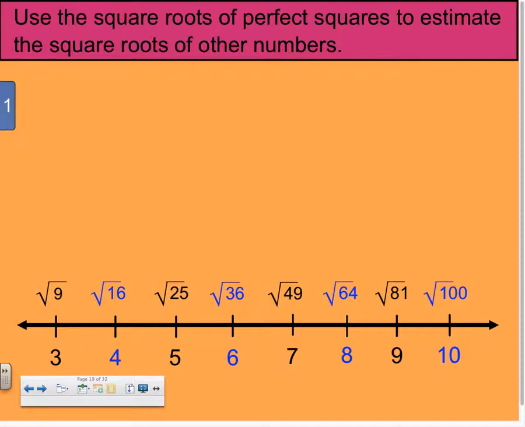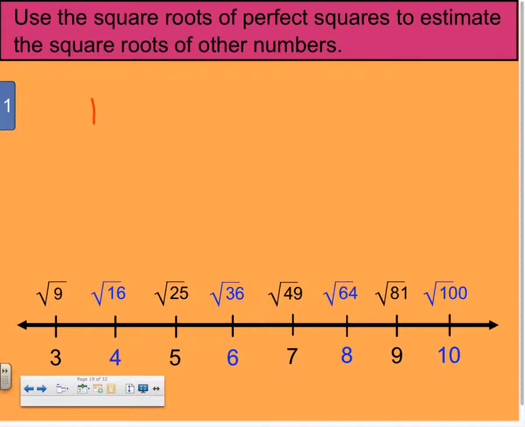Now, you might ask, what is a perfect square? Well, a perfect square is any number whose square root is a whole number. All right? And how do we find those perfect squares? It's quite simple. We start with our natural numbers and we square them.